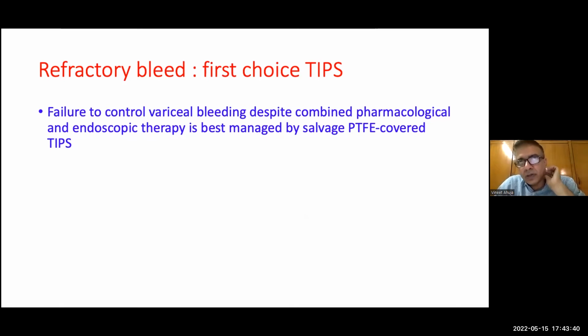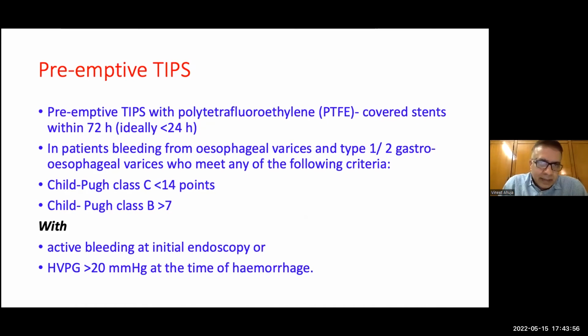So what is the first choice? In the best centers for refractory bleed, the first choice is TIPS. Failure to control variceal bleed despite combined pharmacological and endoscopic therapy is best managed by a covered TIPS, that is known as salvage TIPS. Another procedure is preemptive TIPS. Salvage TIPS is if you're not able to control the bleed despite pharmacotherapy and endotherapy. Preemptive TIPS is if you feel that the patient has a very high chance of rebleed.